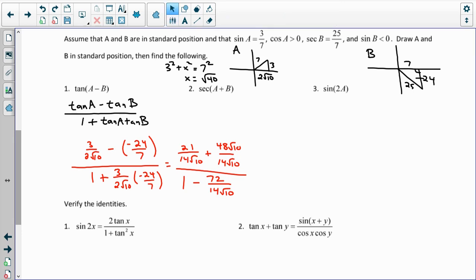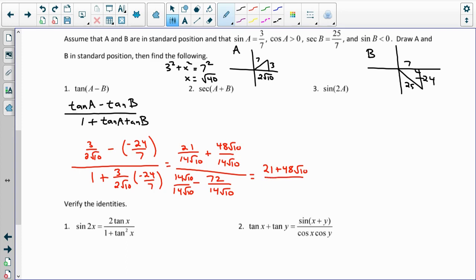Now, in order to make this as simple as possible, I'm going to rewrite this 1 as 14 root 10 over 14 root 10. Now notice that everything has a common denominator, and now I can simplify this. So I know that I'm running out of room, but hopefully you're not. So we end up with 21 plus 48 root 10 over 14 root 10 minus 72.